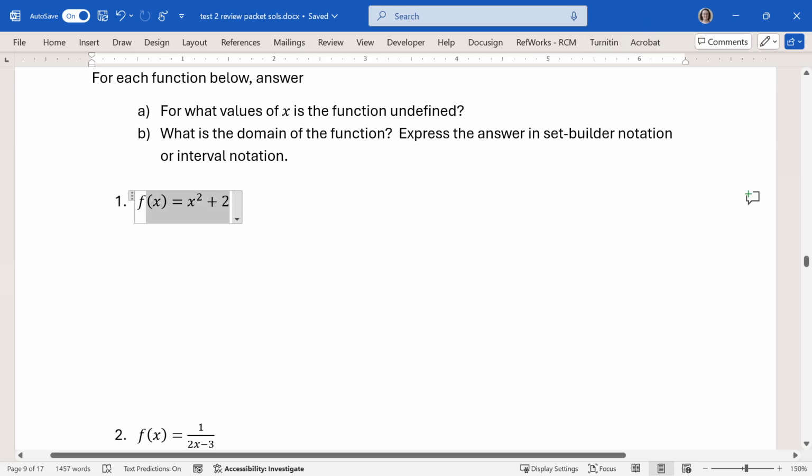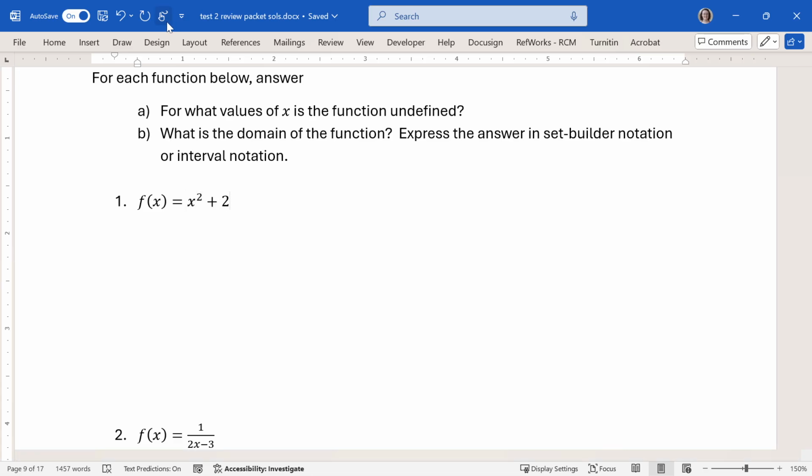So let's look at this first function here. Are there any problem values of x that will give me an undefined? Well, there's no denominators and there's no square roots. There's no other even roots like fourth roots. So there's no values of x that are a problem. Every value of x is good to go. So the answer for part A here, what values of x make the function undefined? None.